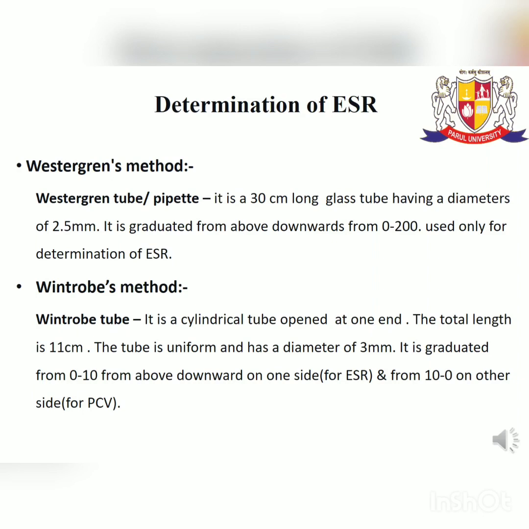One is the Westergren method and the second one is the Winthrop method, depending on the type of instrument used. In the Westergren method, a Westergren tube and pipette are used, and in the Winthrop method, a Winthrop tube and Winthrop stand are used.